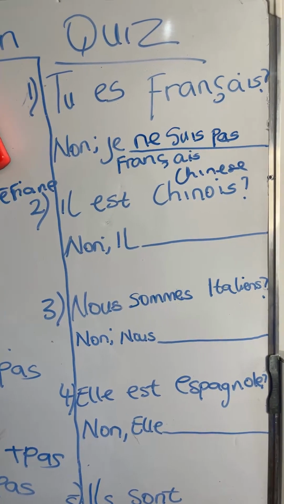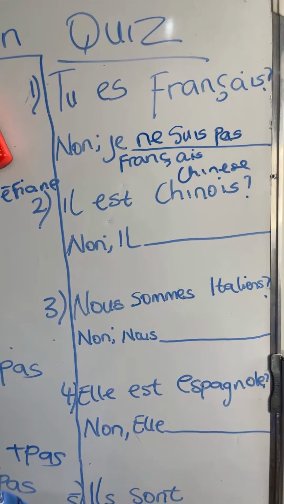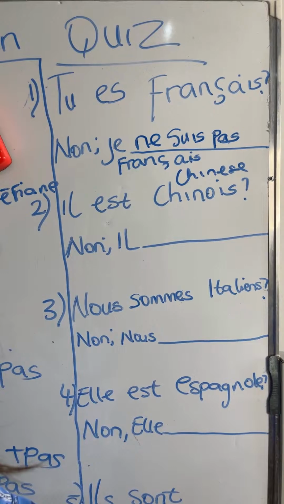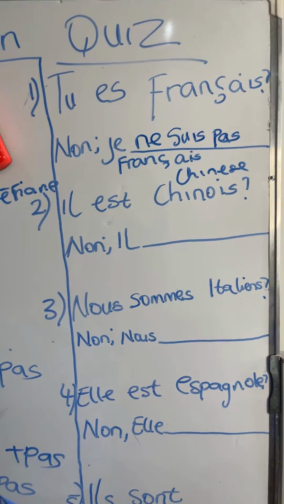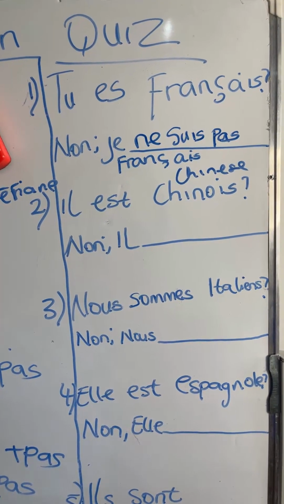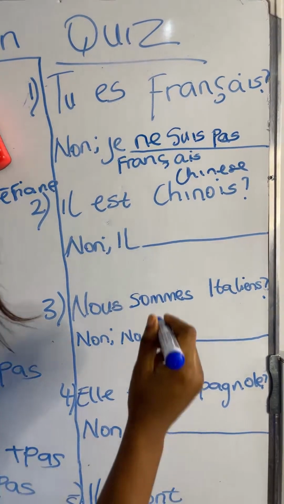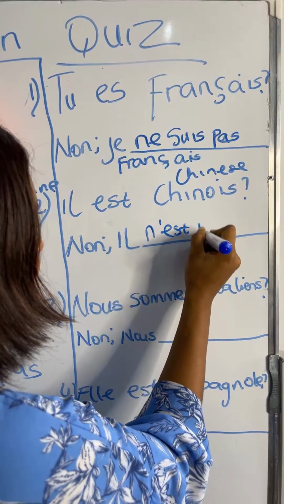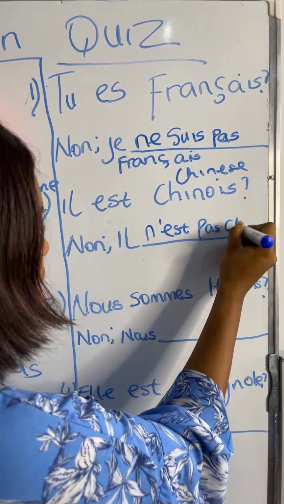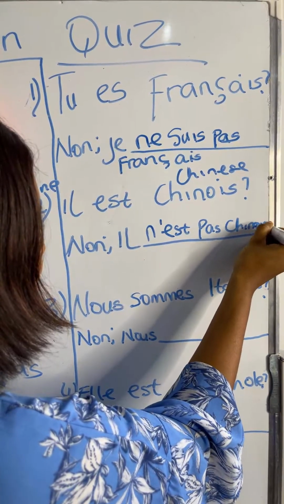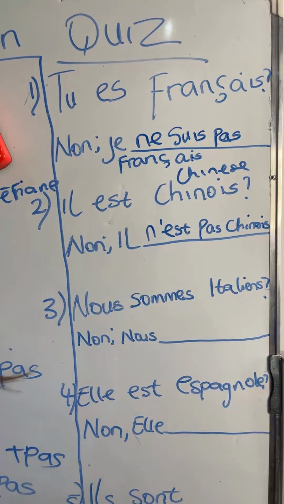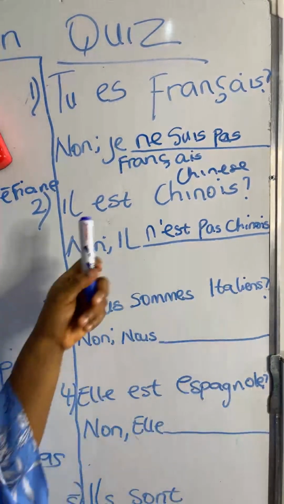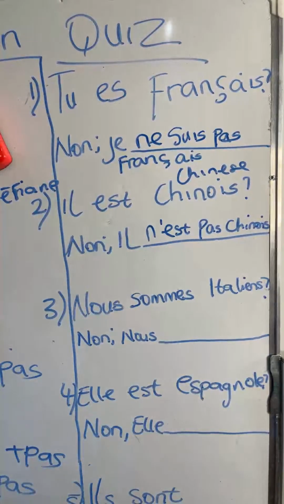Okay. Wow. I think Ajiboye is actually winning today. Where is Yvonne? Where is Ugo? Where is Akinyemi? It's a quiz that you have to practice what you have learned. So correct. "Il n'est pas chinois." Correct. "Il n'est pas." Very good. "Il n'est pas chinois", meaning he is not Chinese. Correct.